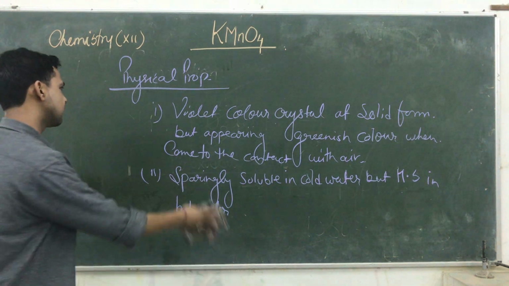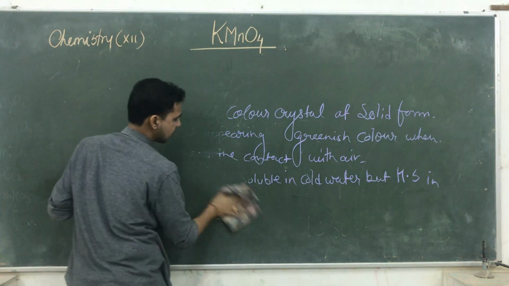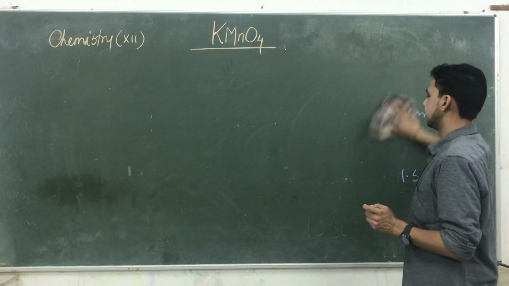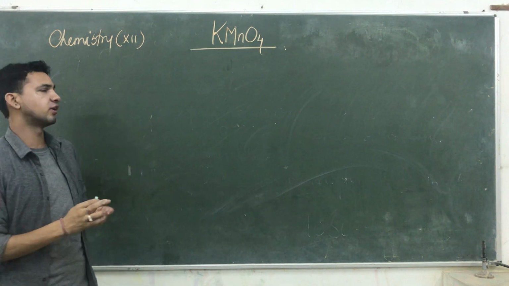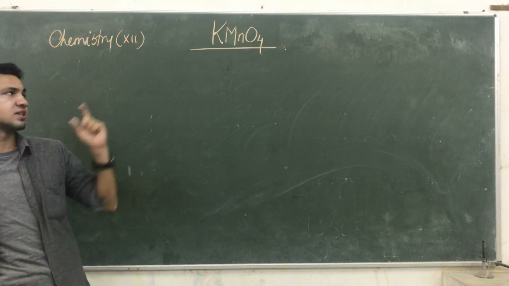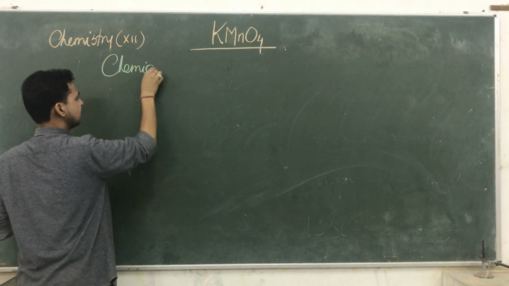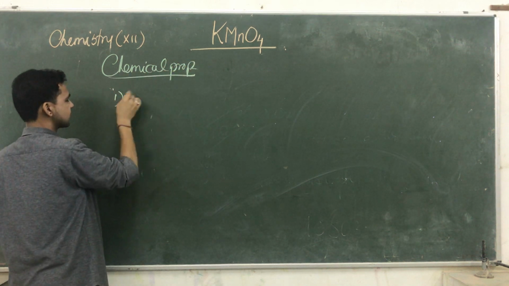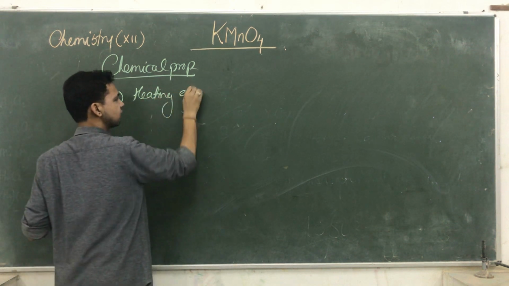In chemical properties, we already discussed the chemical properties of dichromate. In the case of dichromate, you saw that when dichromate was heated, I said that the heating process is very important. Every time in board examinations, these questions come: what happens when we heat the crystals of potassium dichromate as well as potassium permanganate. So in the chemical properties, first of all, we write here the heating effect.